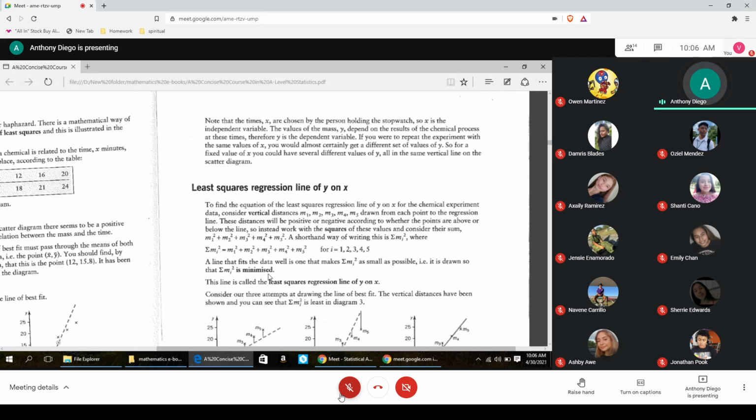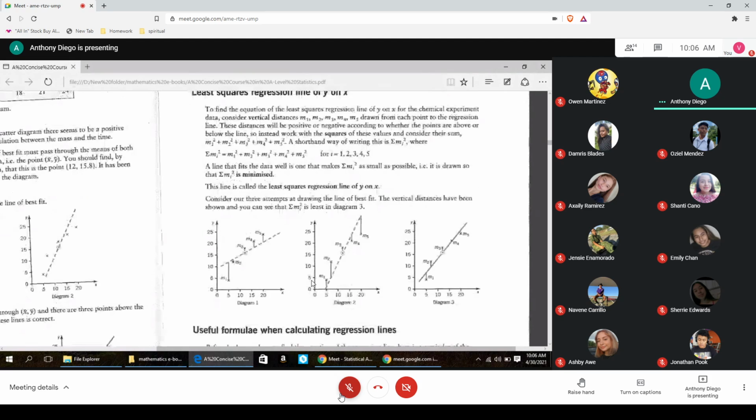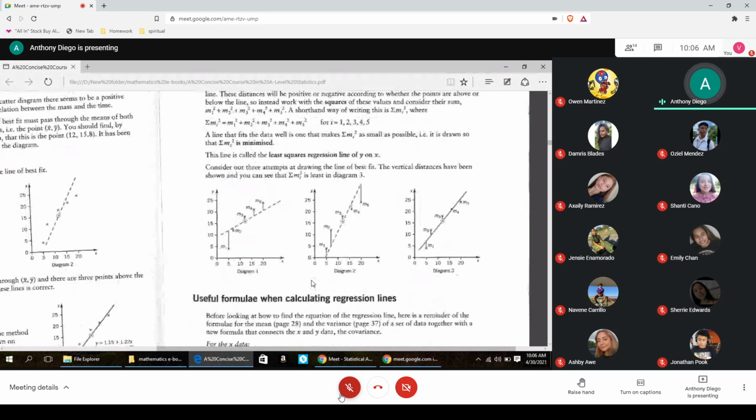It said here a line that fits the data is one that makes the summation of m square sub 1 as small as possible. It is drawn so that the summation of m square sub 1 is minimized. This line is called the least square regression line of y on x. Now, these are the same points that we have here in terms of m.